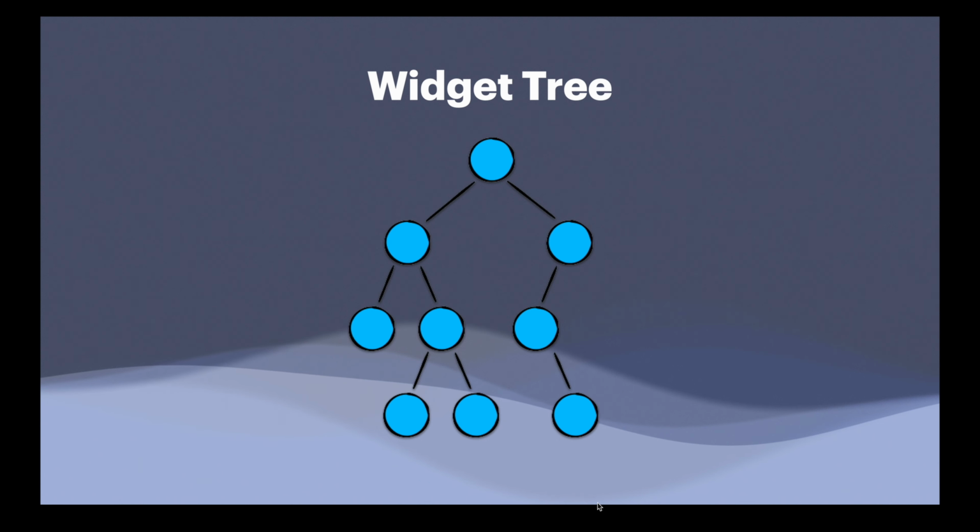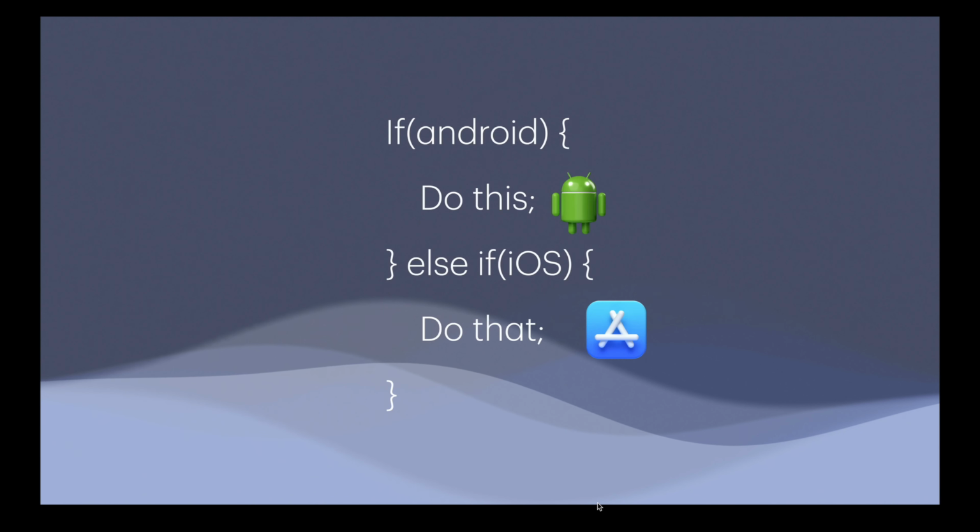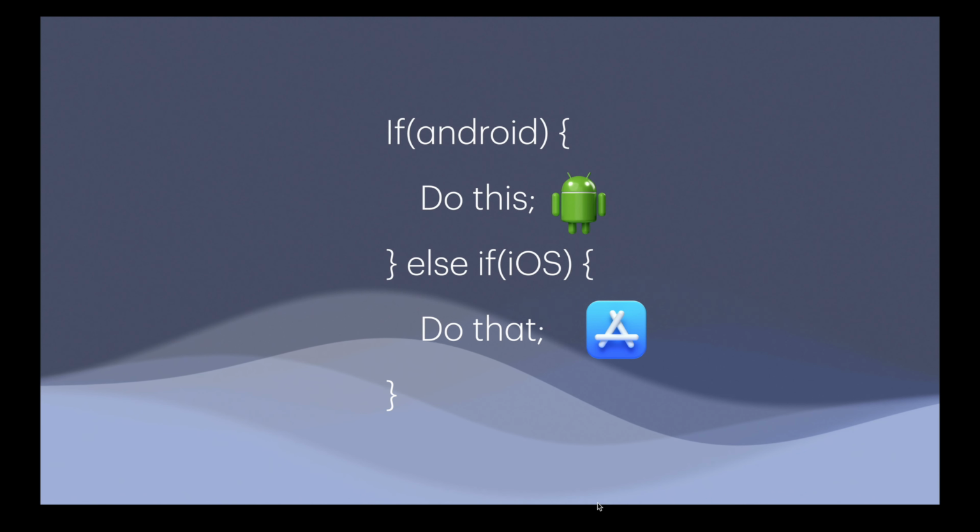But wait, there's more: platform differences, because variety is the spice of life, right? If you want your Flutter app to look and behave differently on various platforms, iPhone, Android, Windows, Mac, and even the wild jungle of the web, you can use some conditional programming magic. It's like having a chameleon for your app.